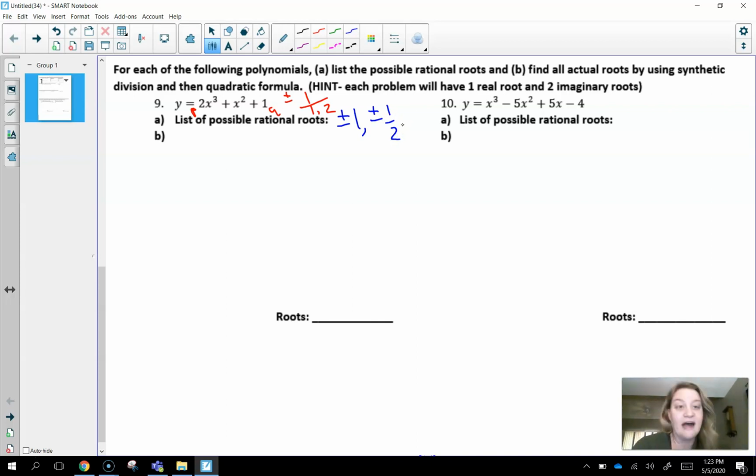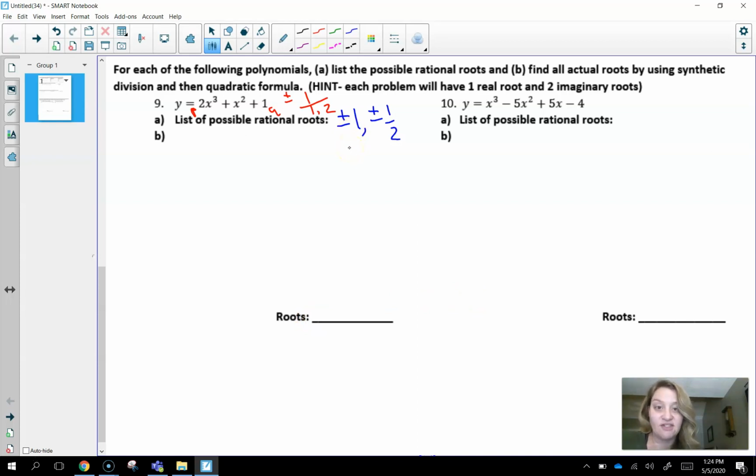Part B, find all actual roots by synthetic division and then quadratic formula. So there's 2 ways to go about this. Way 1, you could start plugging in 1 or negative 1 or 1/2 or negative 1/2 into the equation for x and see which one gives you 0, okay? That's a way to find a root, and that root would be the first one on my list. And then we would continue.